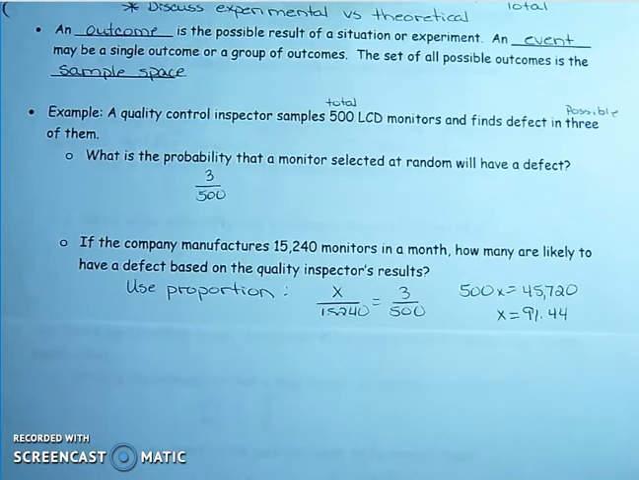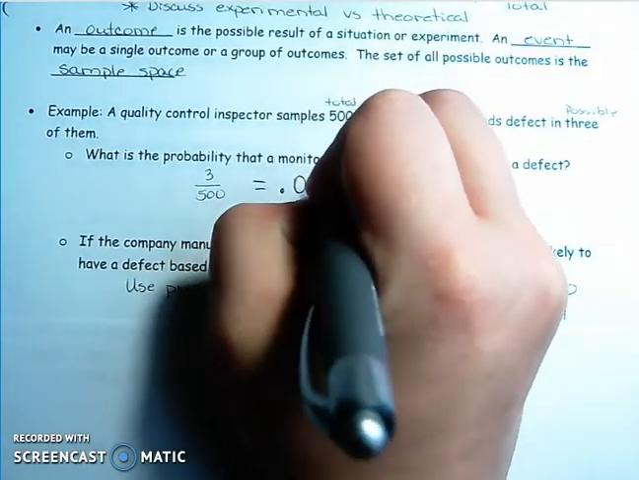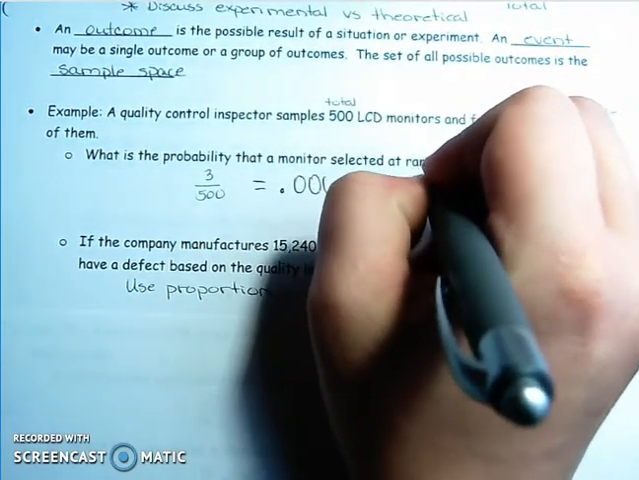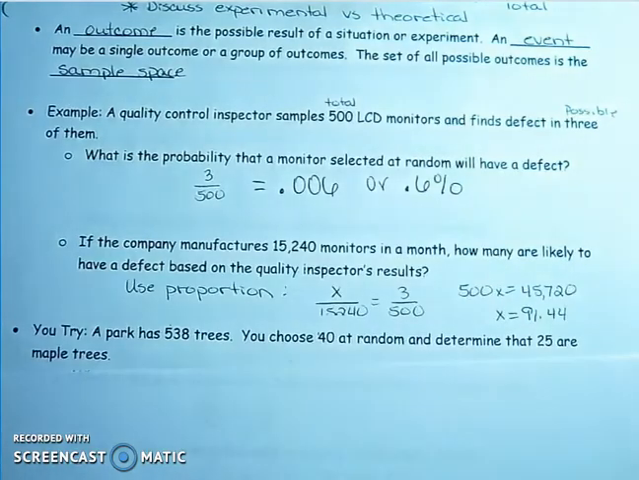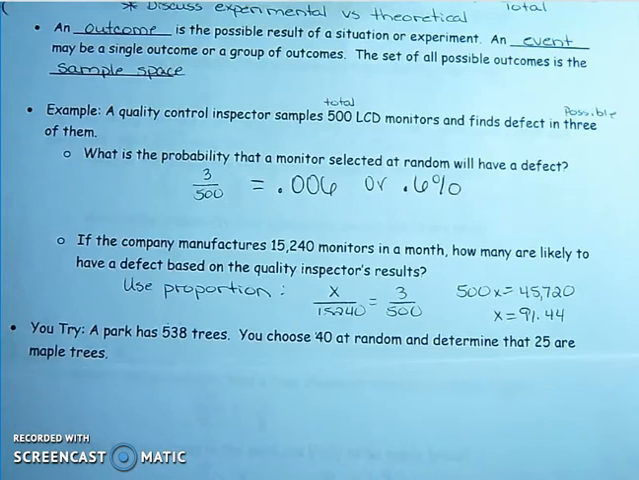3 out of 500 is 0.006 or 0.6% if you're asked to write it as a decimal. You move the decimal 2 places to the right. Remember, we're dividing by 100.